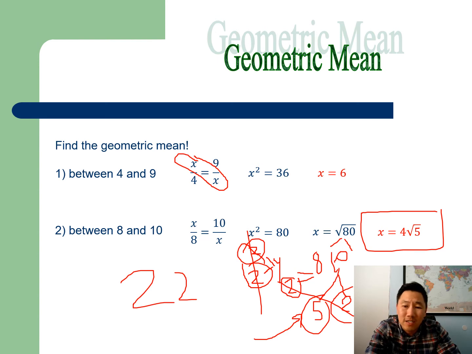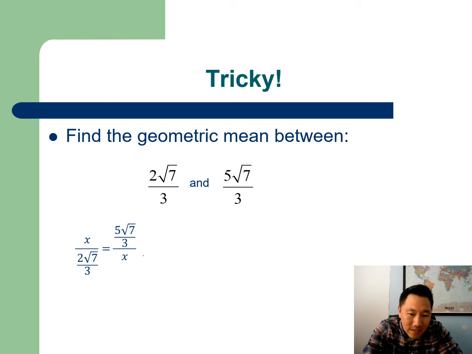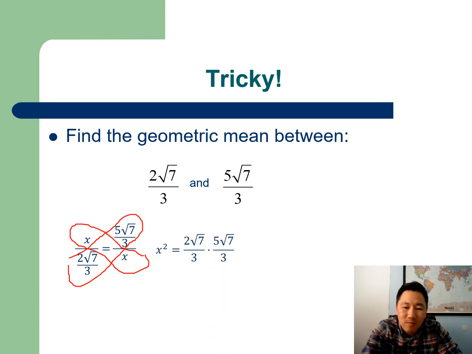Let's do a tricky example. Find the geometric mean between those two. Those are weird numbers, but we can still do it. The geometric mean is right here still, and those two numbers are still the other parts. Cross multiply. X times x is x squared. Then your job is to figure out how to multiply these together.